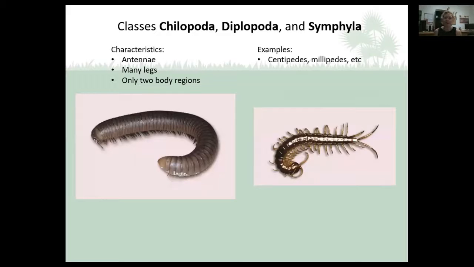These 3 classes, the chilopods, diplopods, and symphyla, are also known as myriapods. I learned them as myriapods; recently they have chopped them up into these 3 classes. So myriapods in general are the centipedes and the millipedes.